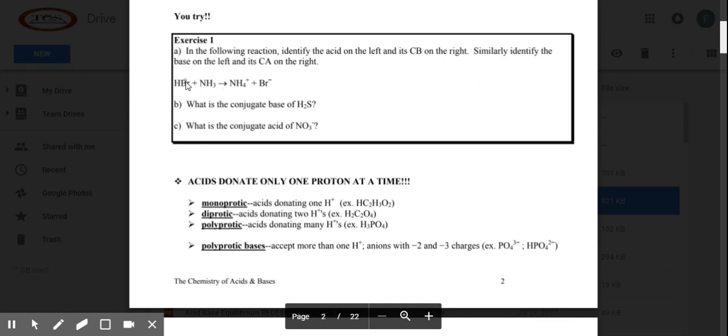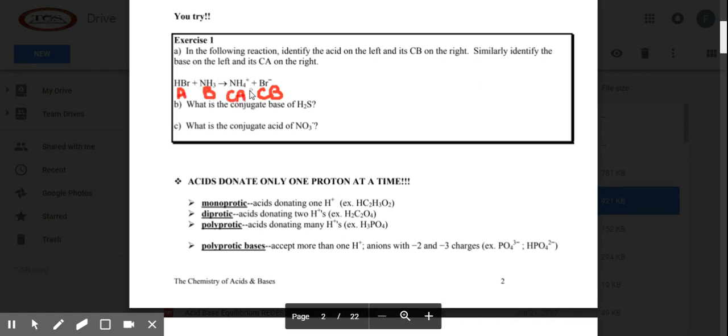So if I look here, this HBr has donated a proton to NH3. So that makes HBr my acid, which is hydrobromic acid. You should have known that from your naming acids worksheet. And NH3 is ammonia. What it's doing is accepting that proton. So that means that ammonia is acting as my base here. Now, the acid, once it donates the proton, it becomes the conjugate base. And once the base has accepted the proton, then it has become my conjugate acid.